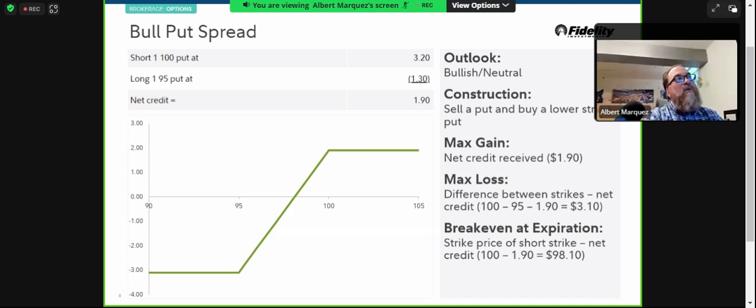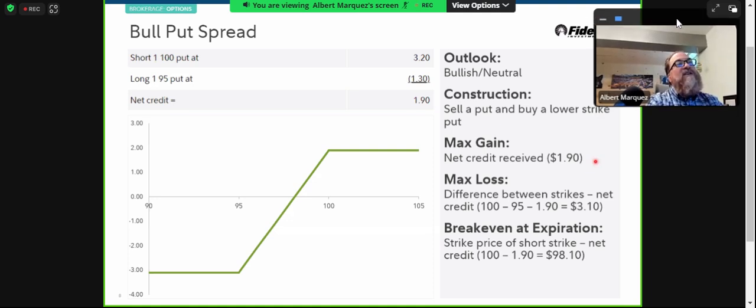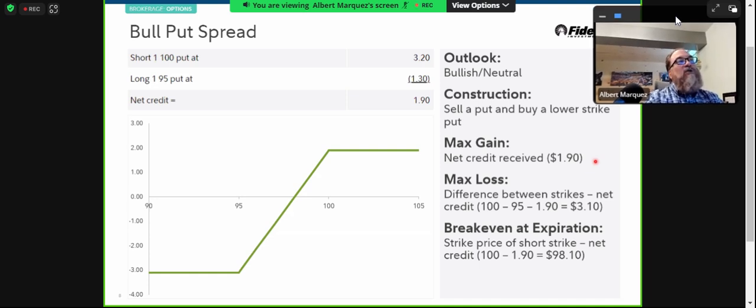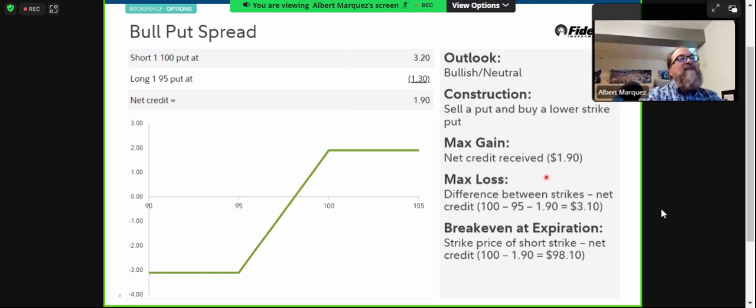Now, what can we make on it? Well, let's take a look at this math one more time. We bought at 1.30 and sold at 3.20, so our net credit is $1.90 on this particular spread. Because we're selling it, that is our max gain. We're going to be receiving $1.90. But as I just said, the maximum value of this particular spread is $5. So our max loss is going to be that $5 difference less that credit of $1.90. So $3.10 would be our maximum loss.